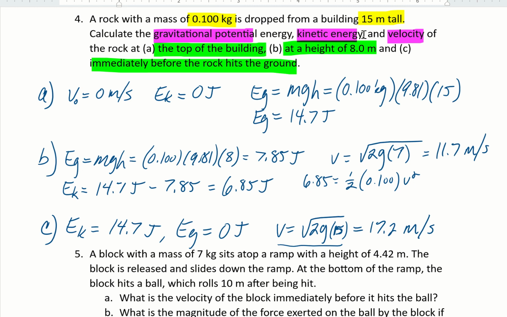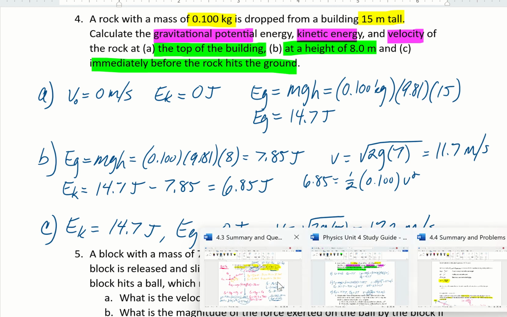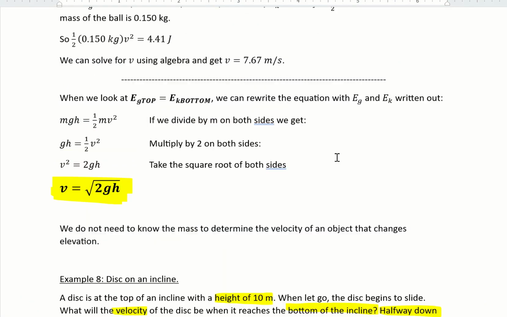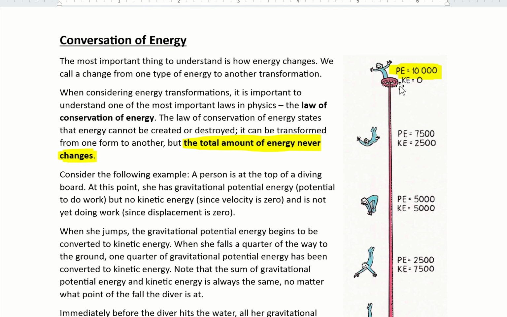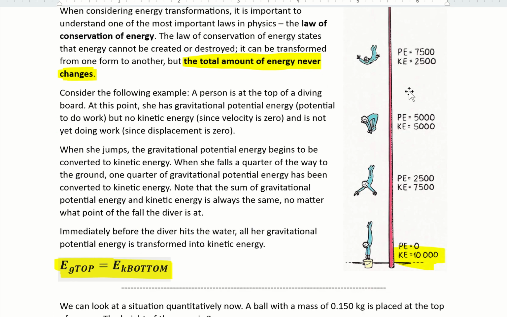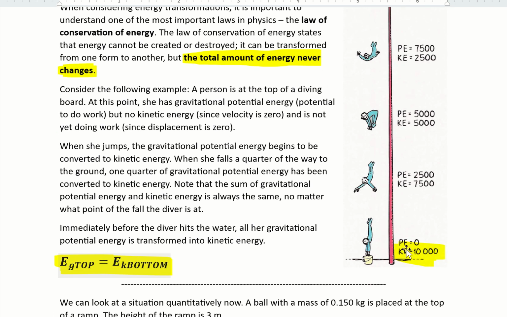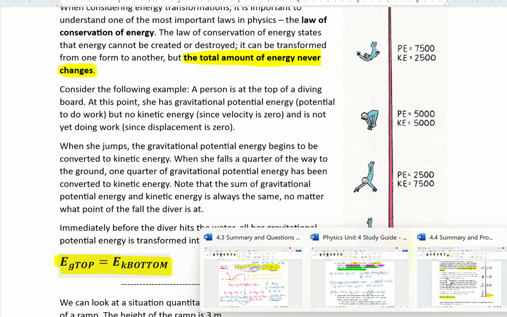Okay, so again, what's really important with a question like this is that the sum of potential and kinetic energy has to be the same throughout the total trajectory of whatever's falling.